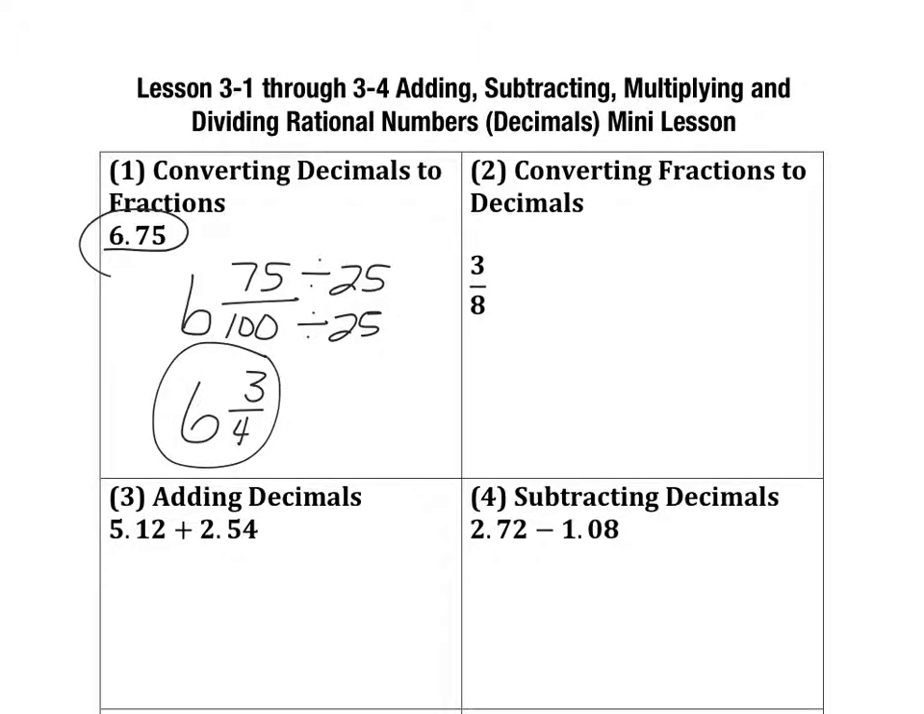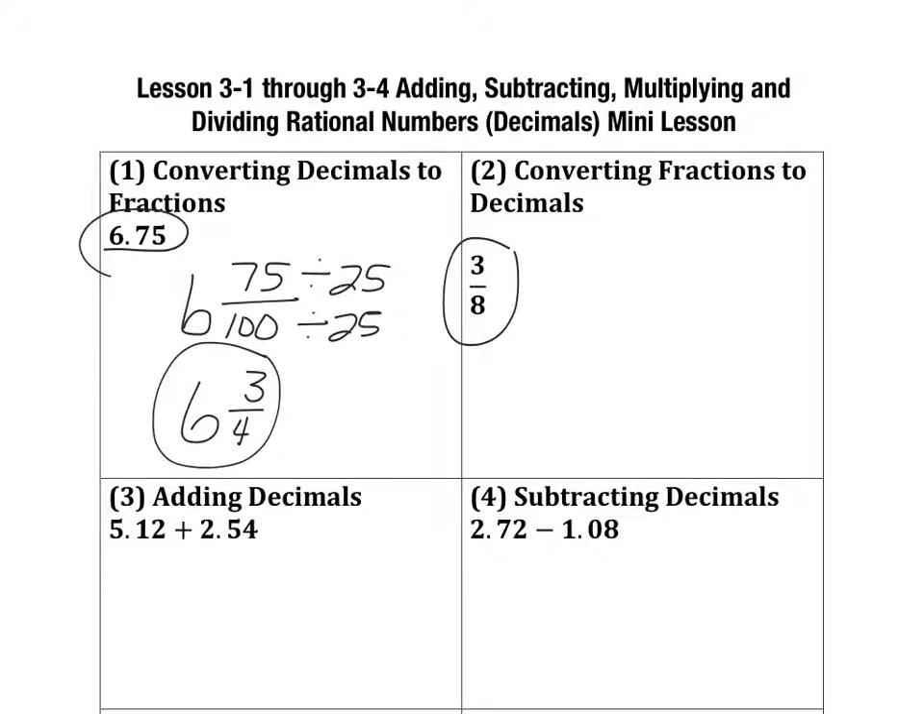Converting fractions to decimals, our method here is simply to divide. A fraction is another way of writing a division problem. 3 divided by 8. Now, if 8 could go into 100, you could get fancy and do some multiplication there, but I chose one that didn't work out that way to show you the division.